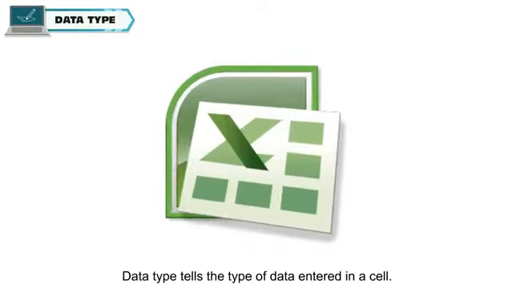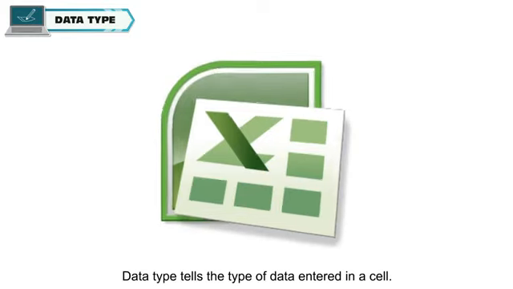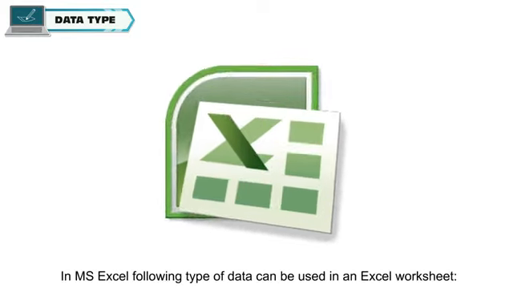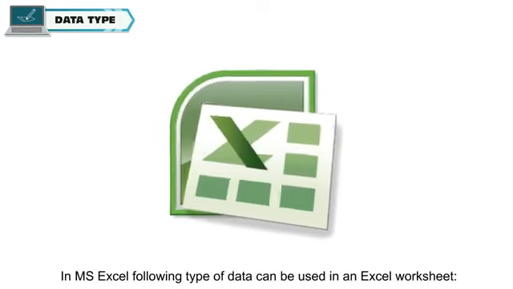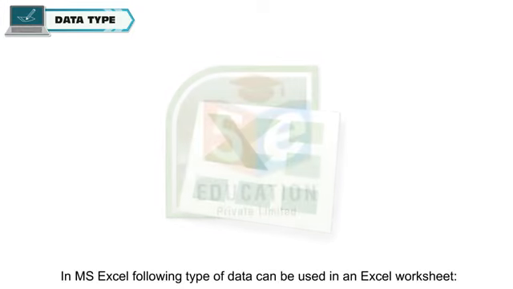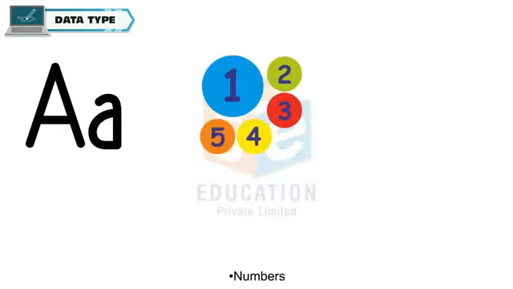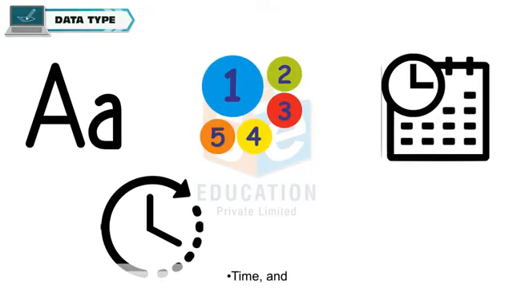Data type. Data type tells the type of data entered in a cell. In MS Excel, the following types of data can be used in an Excel worksheet: text, numbers, date, time, and formula.